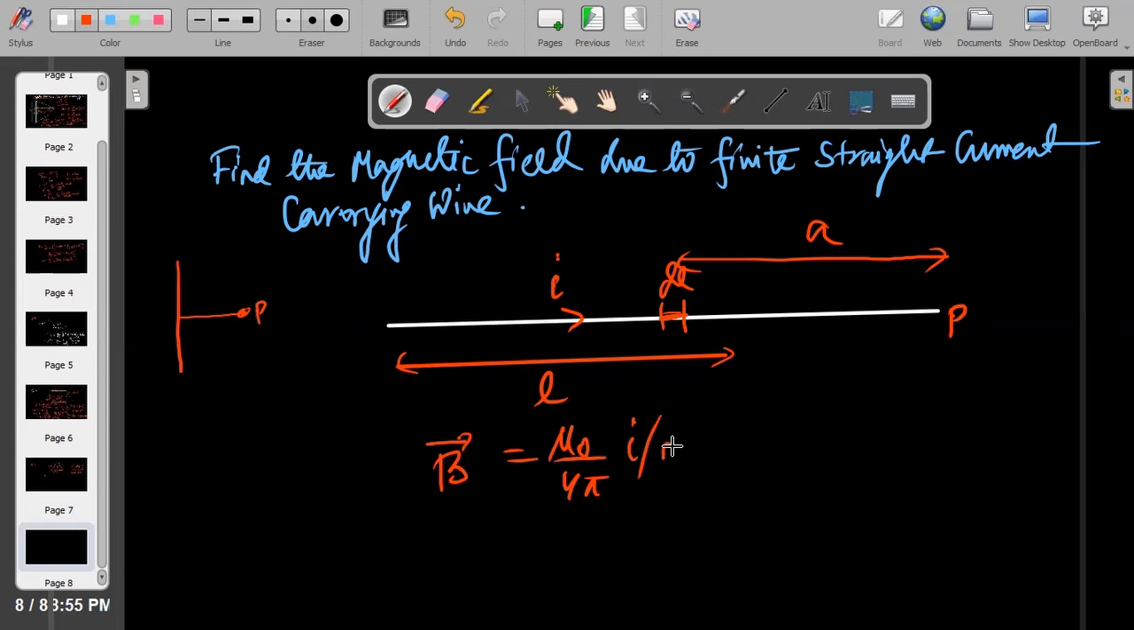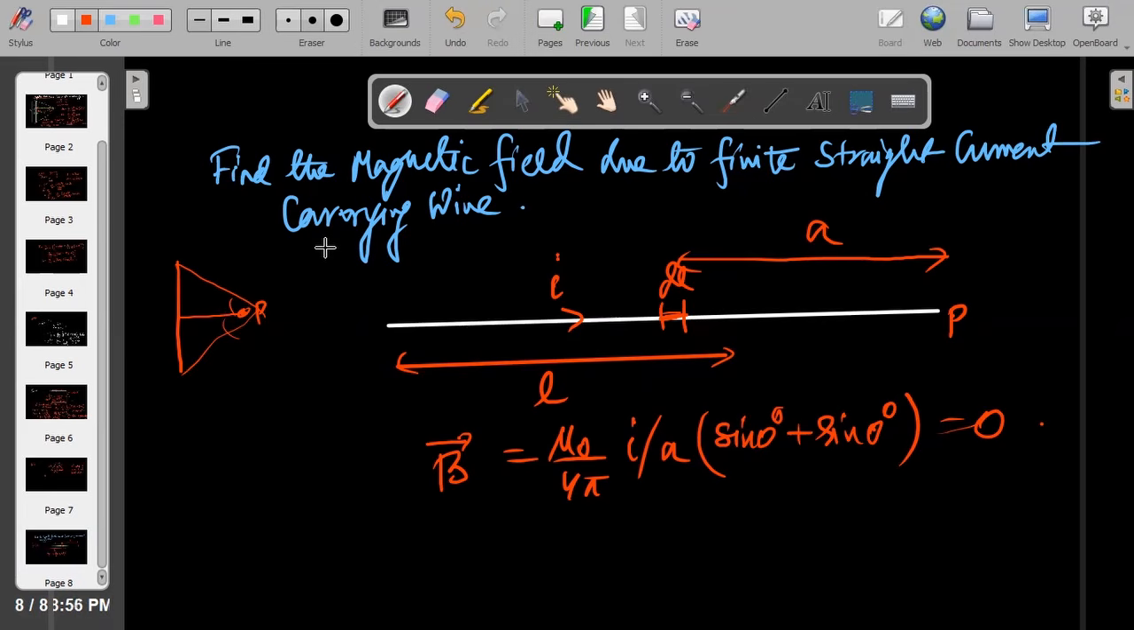Now B is nothing but mu naught by 4 pi, I by a, and the angles are theta 1 and theta 2, or phi 1 and phi 2. But here there is no angle, so the angles are 0 degrees. So sine of 0 plus sine of 0 gives the value 0. So there will be no magnetic field at a point along a finite straight current carrying wire.